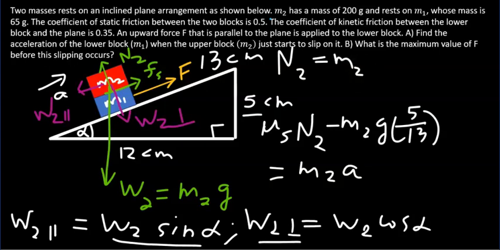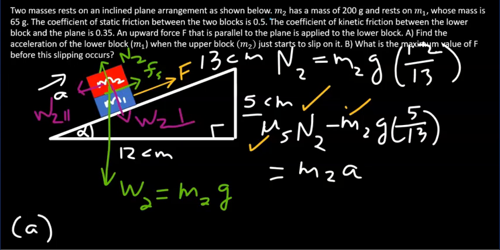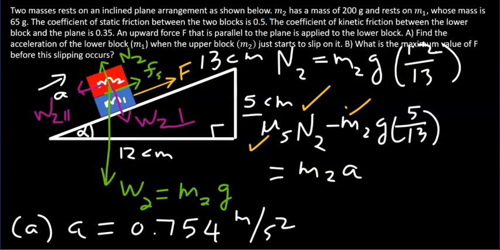That is M2 G times cosine of alpha. Cosine of alpha from the triangle is 12 over 13. That is this over the hypotenuse. So now we know N2, we know the coefficient of static friction, we know M2, and we can determine the acceleration. When you do the calculation, you'll get the following value for A. Namely, for part A, the acceleration turns out to be 0.754 meter per second squared.